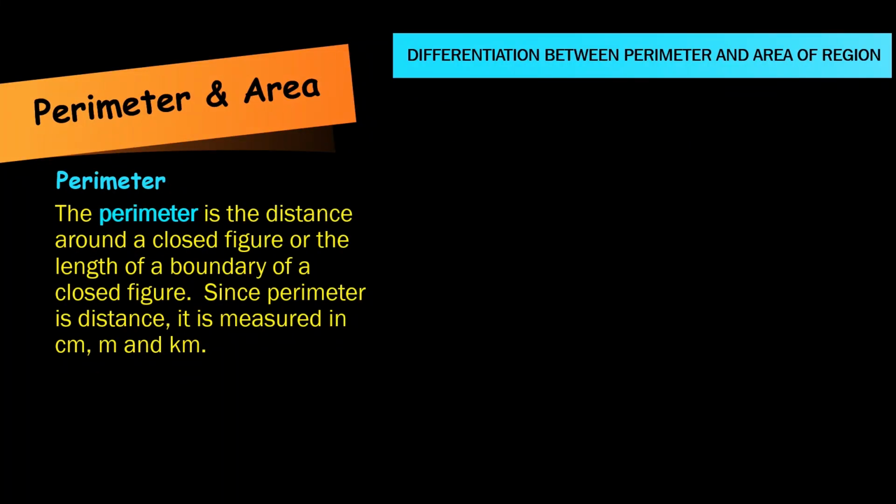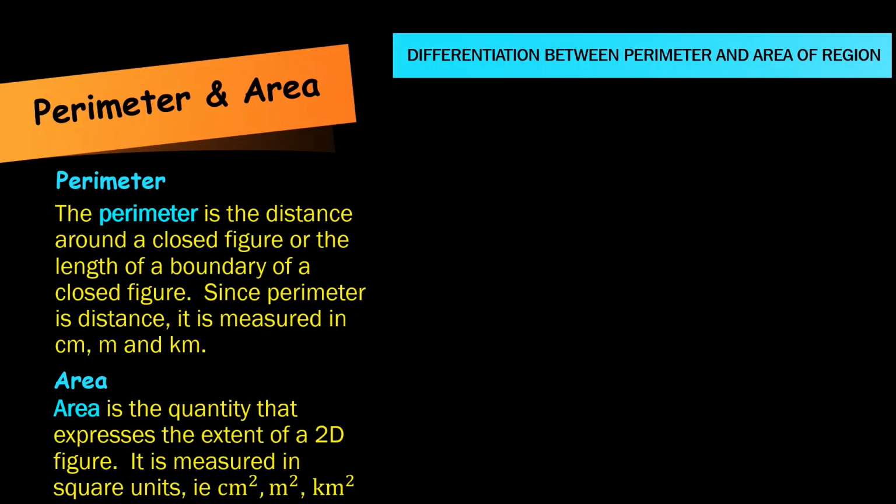The perimeter is the distance around a closed figure, or the length of a boundary of a closed figure. Since perimeter is distance, it is measured in centimeters, meters, and kilometers, etc.